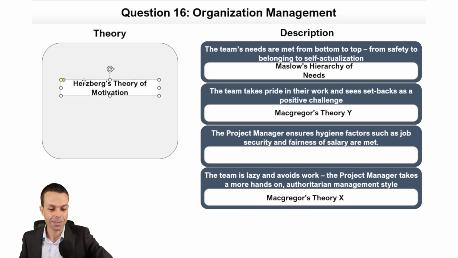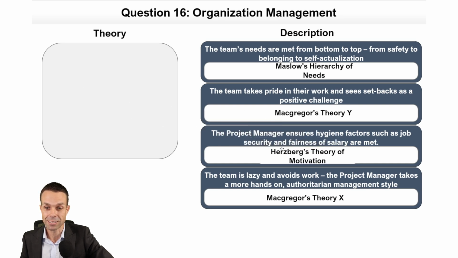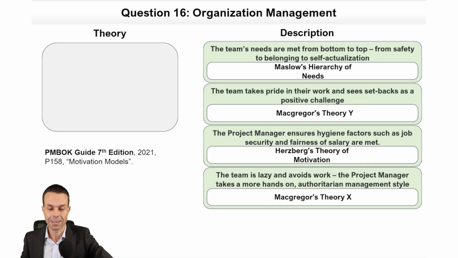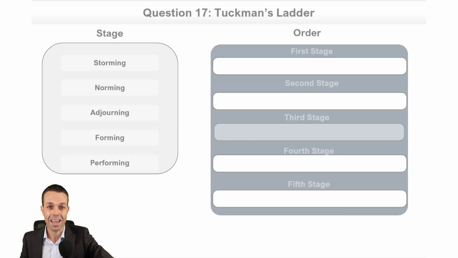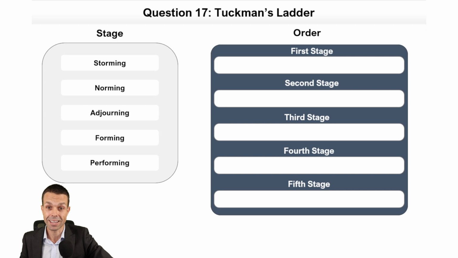Herzberg's theory of motivation. That's when we have hygiene factors such as job security and fairness of salary. And then we have motivational factors such as belonging and work that really means something to us. So fingers crossed, let's make sure and have a look. And yes, thank goodness we got that one correct. So remember that McGregor's theory X and Y. That's under motivational models on page 158 in the PMBOK Guide 7th edition. And we're getting through this bunch of questions, nearly there.